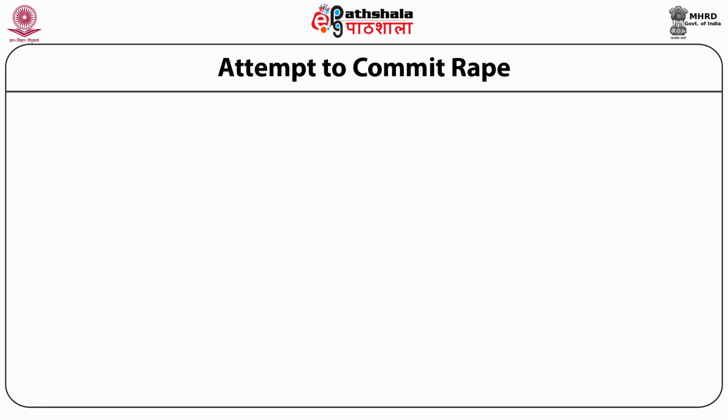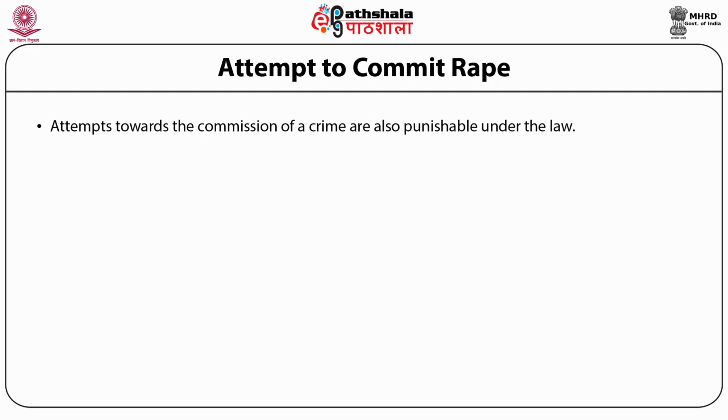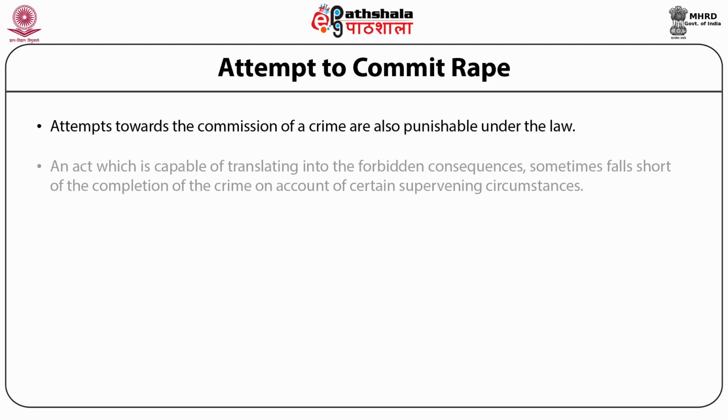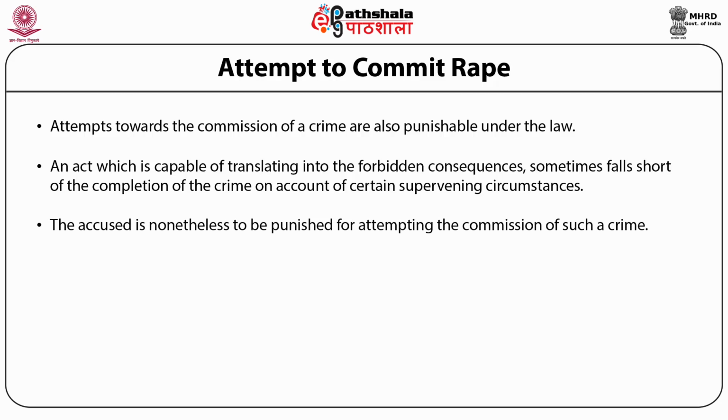Attempt to commit rape. Attempts towards the commission of a crime are also punishable under the law. An act which is capable of translating into the forbidden consequences sometimes falls short of the completion of the crime on account of certain supervening circumstances. The accused is nonetheless to be punished for attempting the commission of such a crime. Thus, attempt to commit a crime is also a crime, and attempt to commit rape is also punishable under the law.